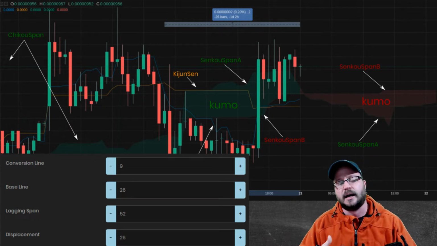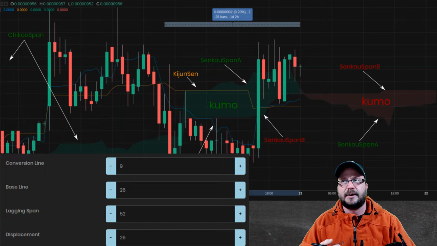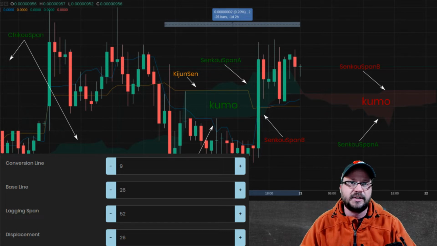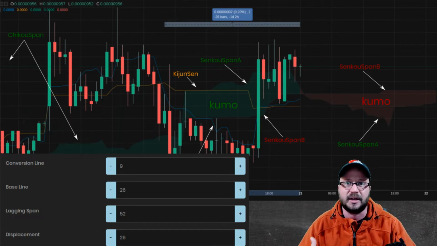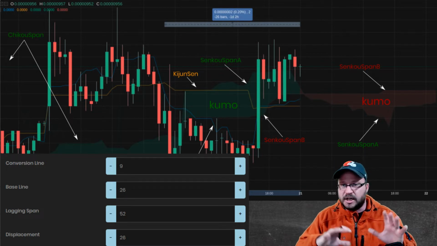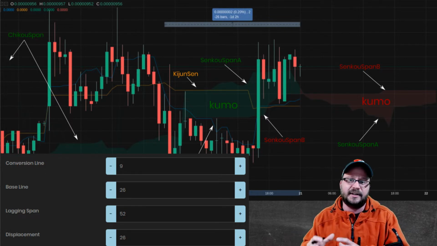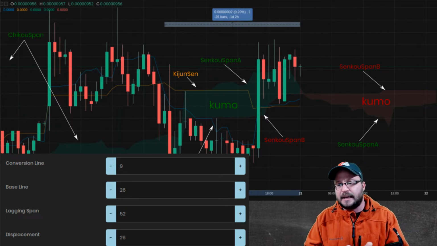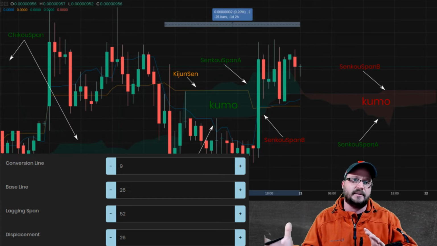I read that Goichi Hosoda was really into heavy number theory and wave theory, almost Elliott wave-ish. So there's probably much deeper levels in this onion of a strategy, but typically most people talk about the lines themselves.